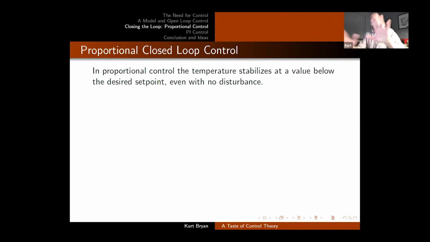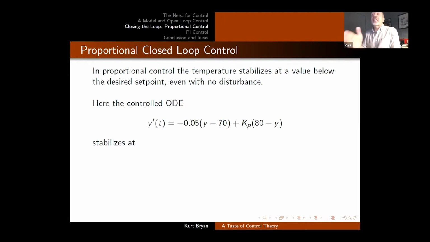In proportional control, things stabilize at a value that's too low. And you can actually analyze that. You can have students analyze that and say, okay, what will it stabilize at? Well, here's the DE that implements proportional control. You can work out the steady state solution to this differential equation. What constant value will it stabilize at?